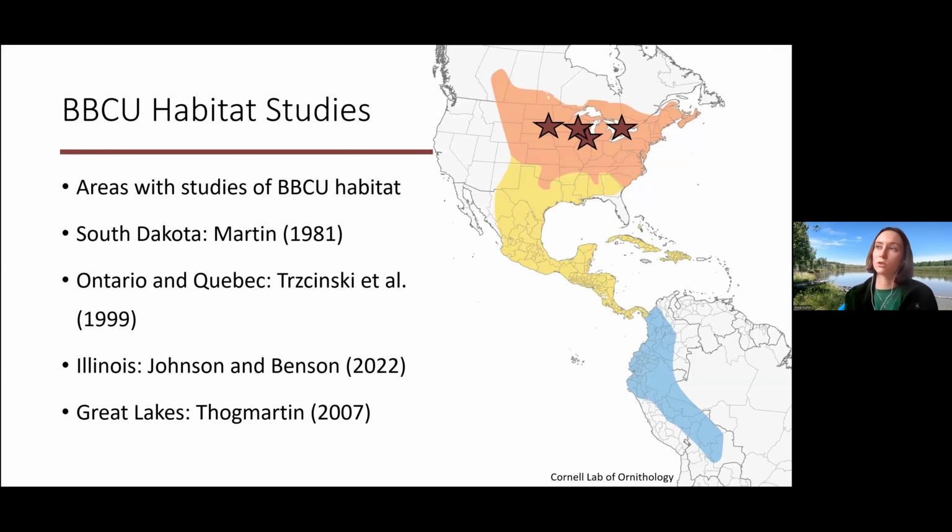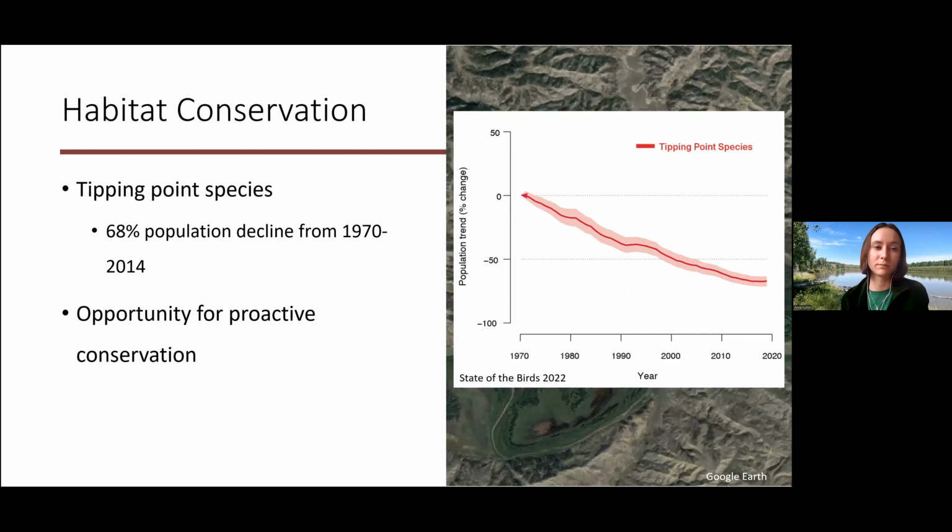And just to show you the scope of our knowledge on black-billed cuckoo habitat use, there's been studies done in South Dakota, Ontario, Quebec, Illinois, and in the Great Lakes region. But all of these are pretty different ecosystems and pretty different habitats than what we're looking at in the central and eastern part of Montana.